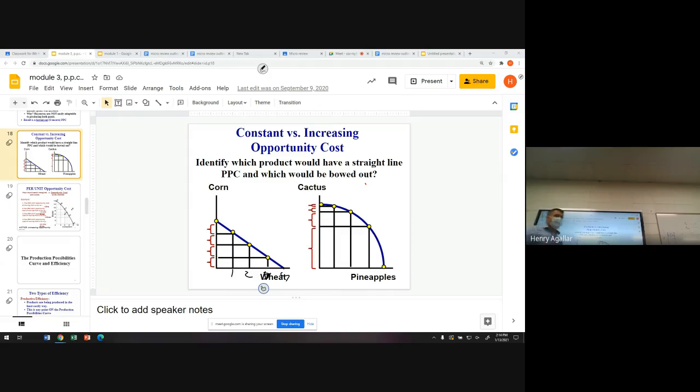How come that's likely straight? Like calzones and pizza probably is a straight production possibilities curve. How come? The resources are easily adaptable. Good. Similar products equals similar resources. There's not a lot of specialization between the 2. The pizza chef is equally adept at making calzones, okay, and so on.